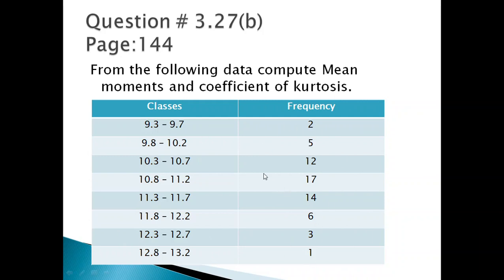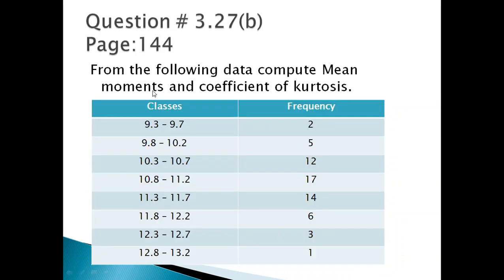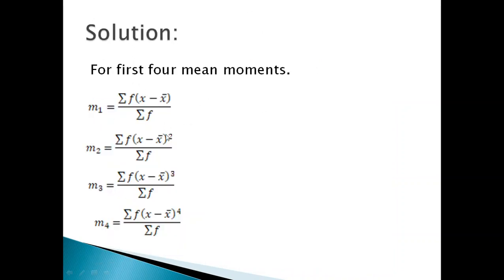So you are familiar with this, what is grouped data? Grouped data is a table in which the classes and frequencies are given to you. Now first of all, what is given in the question is that you have to find mean moments, and the formula for the mean moment is, for the first mean moment and if it is grouped data, summation f into (x minus x bar) power 1, for the first moment, divided by summation f.